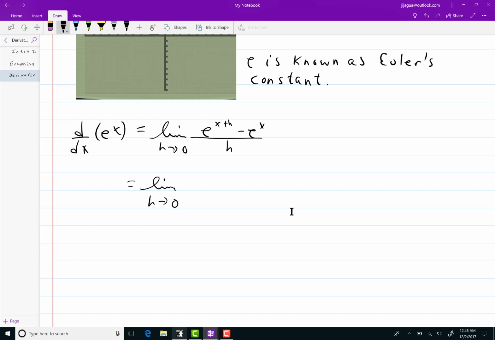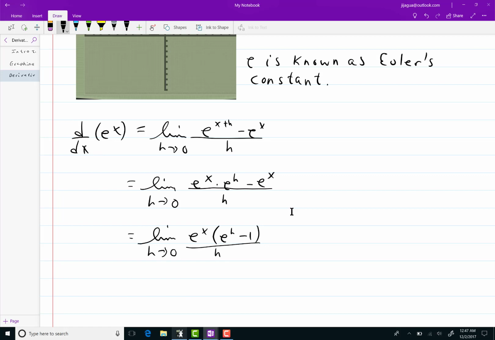I can't do a lot right now, but what I can do, if you remember your rules of exponents, is rewrite e to the x plus h as e to the x times e to the h. And so I have e to the x times e to the h minus e to the x, all over h. It's the limit as h goes to 0. This is also going to be another freaky concept, because I'm going to factor out e to the x from the numerator. I'll have e to the h minus 1 over h.